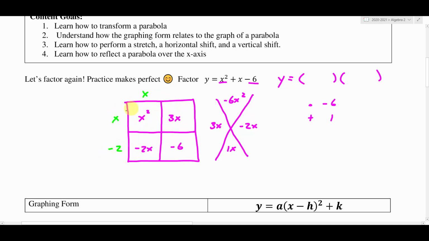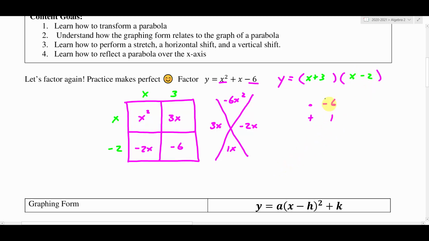And we'll do the same process over here. X times something has to give me 3x, so this has to be a positive 3. And then I just test that last box. 3 times negative 2 does in fact give me the negative 6, so we're good. So my factors are going to be the dimensions on the top and the side. The first one will be x plus 3, and the second one will be x minus 2.